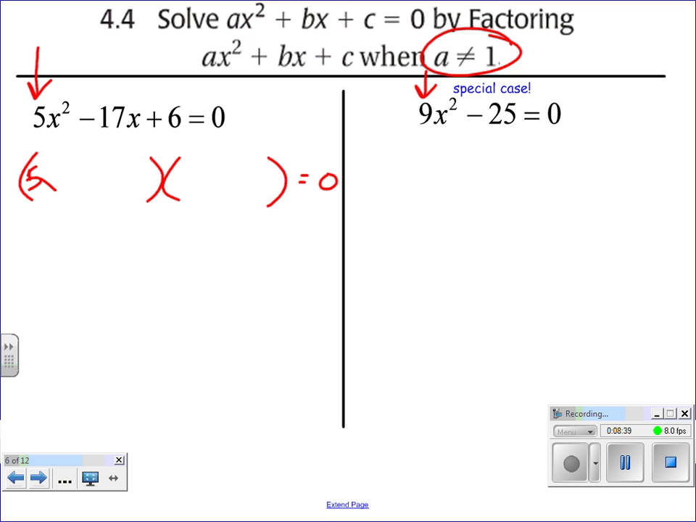Well, that can be broken up as 5x and x. And how do I break up 6? Well, there's a lot of different ways you can do it. We could do 1 and 6 or 2 and 3. I'm going to just go do 2 and 3.